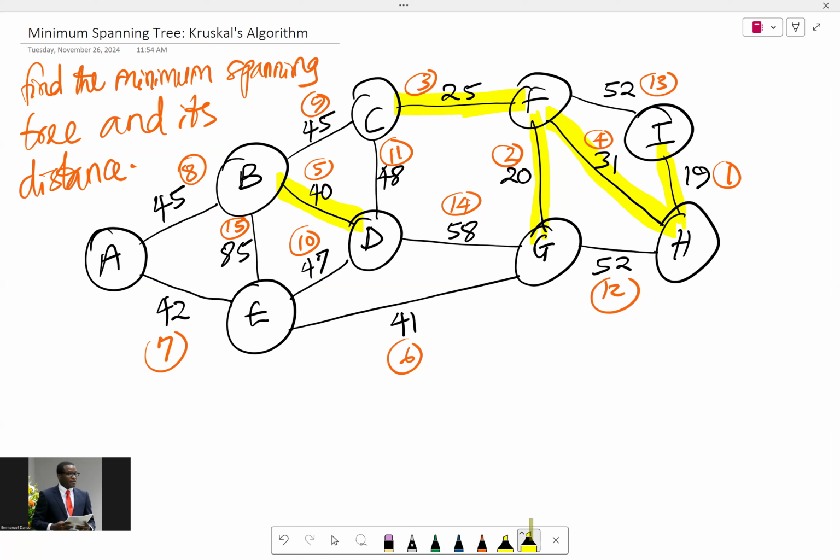And then all the vertices or nodes are reached. So after that, we have the sixth edge in ascending order. Where's the sixth edge now? The sixth edge is this 41. Okay, we can join that.